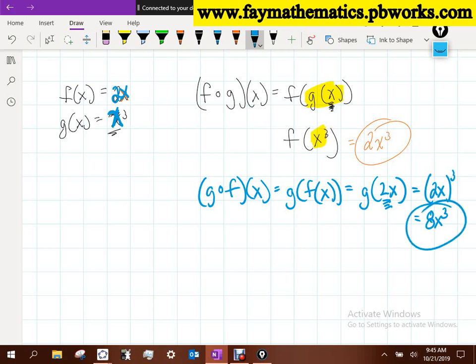X cubed, right? Take the 2 and cube it, take the X and cube it. Okay. Now here's my question. Are composite functions commutative? No, not always.